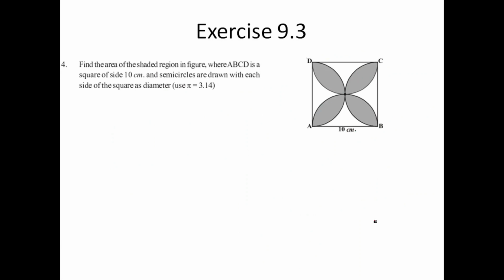So, let's look at the fourth one here. Find the area of the shaded region in the figure where ABCD is a square with side 10 centimeters, and semicircles are drawn with each side of the square as the diameter. Hope this is also clear. So what I'll do here is, you need to remove the marked region, right? So you need to remove this shaded region. So let me mark this one as 1, this one as 2, this one as 3, and eventually this one as 4. Hope this is clear, right?